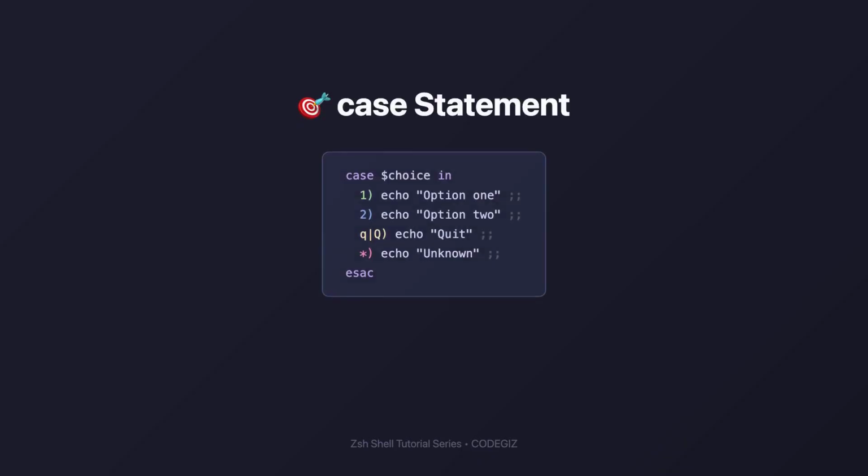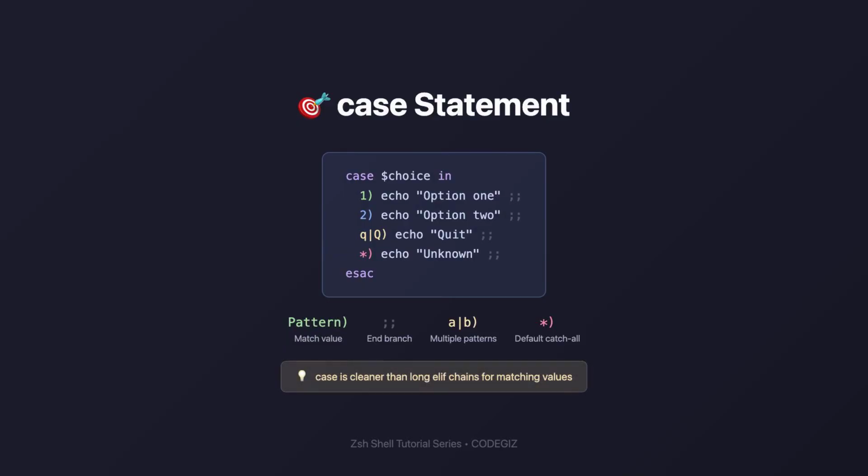Case matches a value against patterns. Each branch ends with double semicolons. Pipe separates multiple patterns. Star catches any unmatched value.